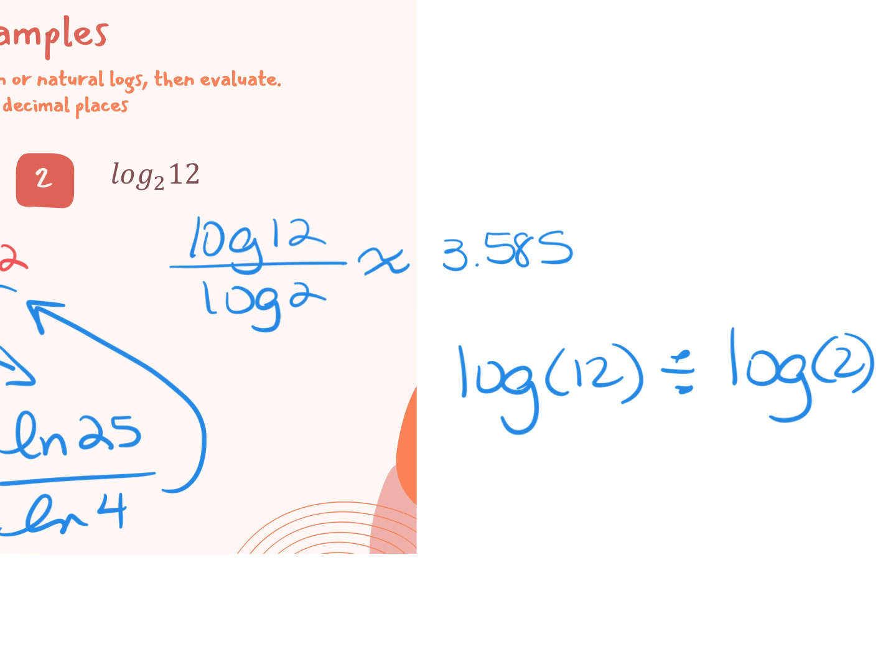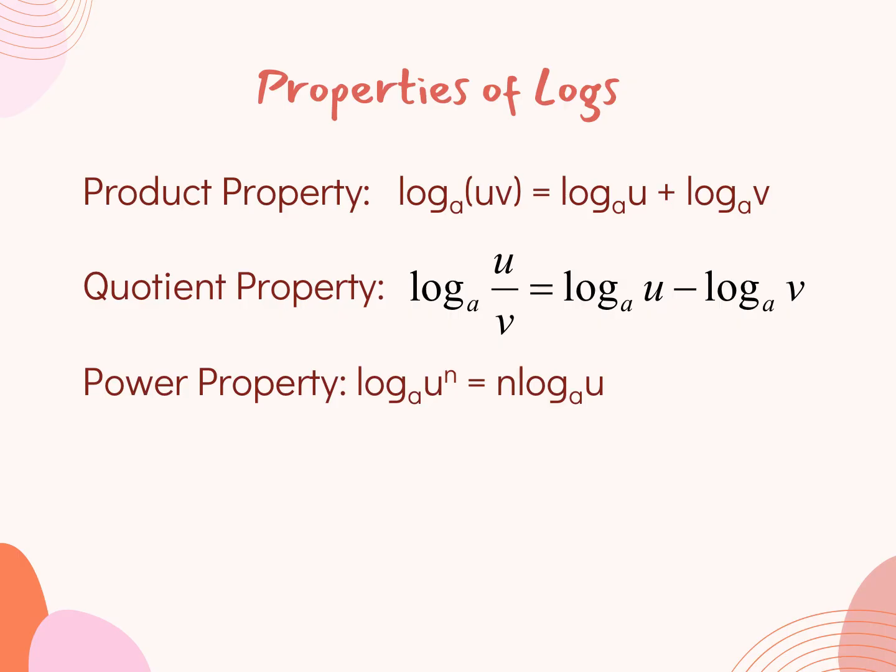All right, so some properties of logs. So the first one is the product property. Notice in the parentheses here, the u and the v, they're side by side. This means they're multiplying. So when you go to expand it, we're going to separate and give each one of the terms here in the parenthesis its own log base a, or whatever the log is.